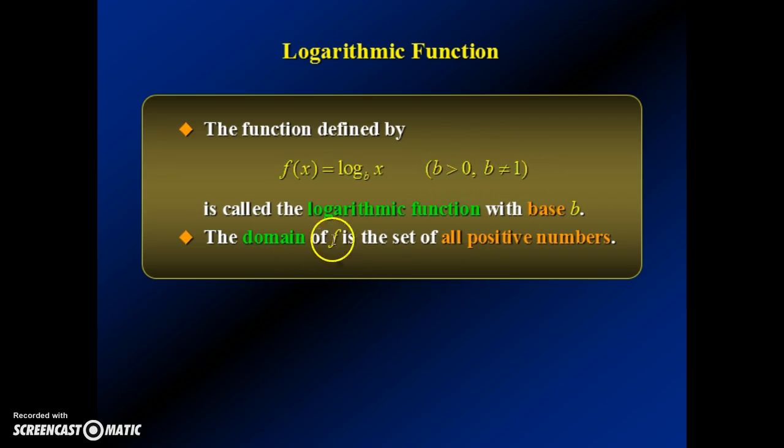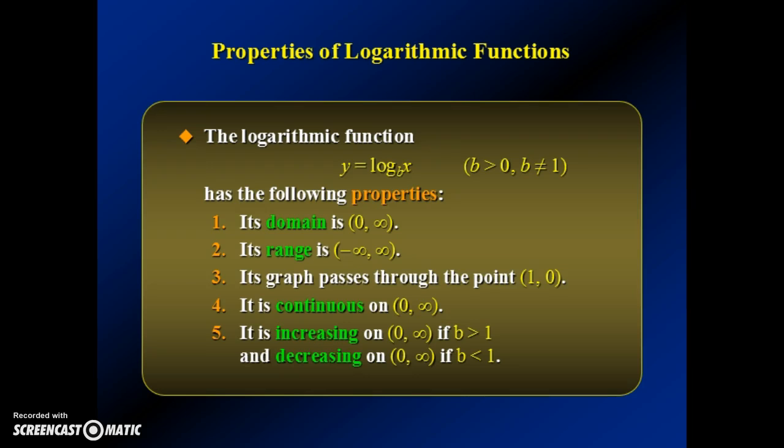The domain of f is the set of all positive numbers. That's 0 to positive infinity. We cannot have any negative input values put into a logarithmic function. So the domain is 0 to positive infinity. The range is all real numbers, so it goes all the way up and down the y-axis. The graph will pass through the point (1, 0).